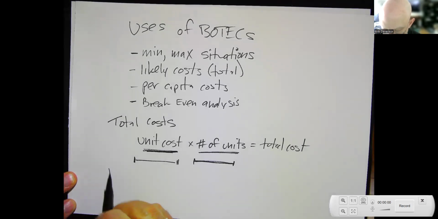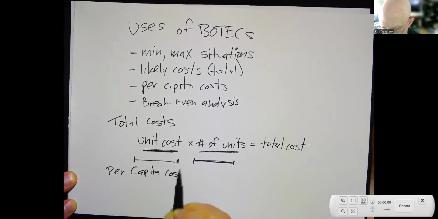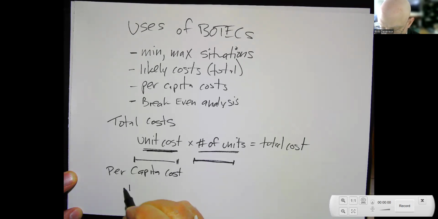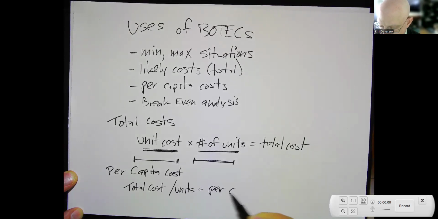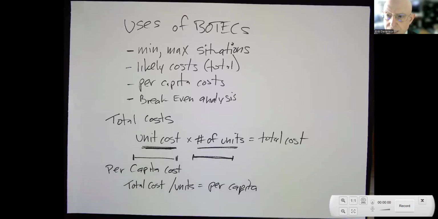Per capita cost, right, is basically the reverse of this. We start with total cost often, and we divide by the number of units, and we get per capita. And there may be lots of other things that we have to estimate to put this all together. And my book chapter has example after example of doing that, where you put together the different pieces.